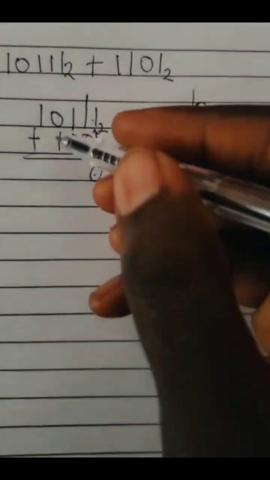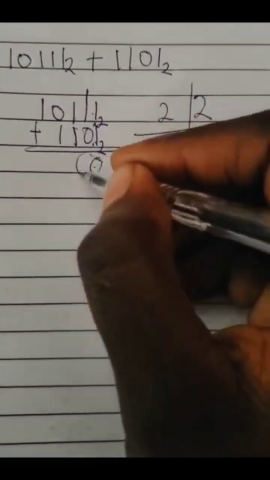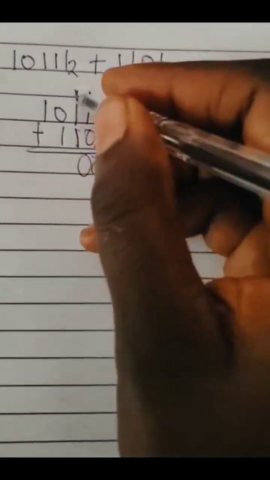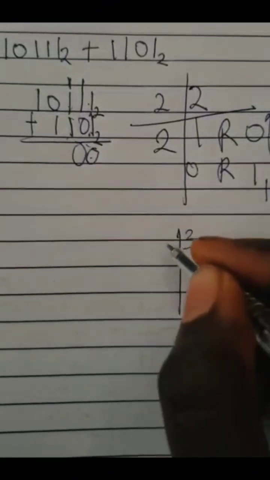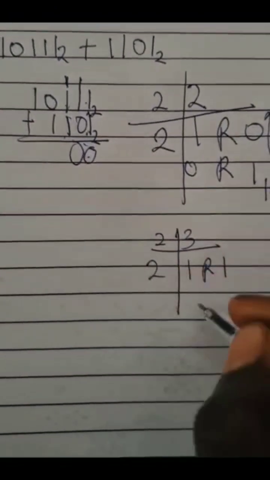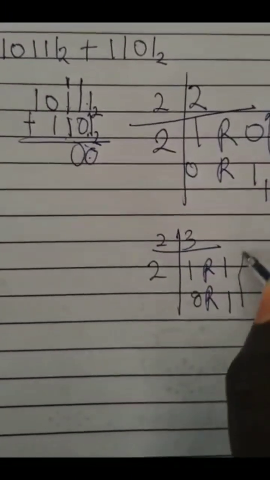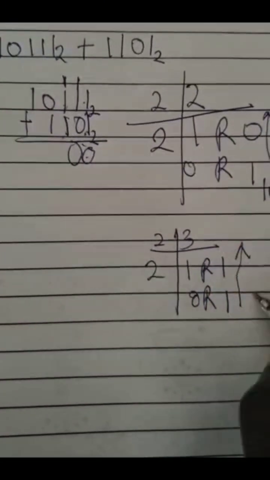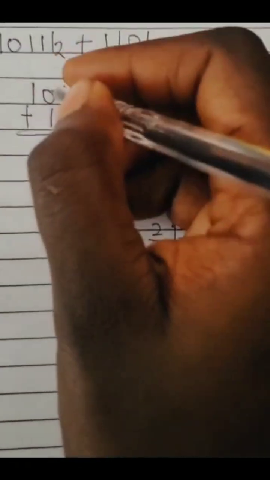Now 1 plus 1 is 2 again, so you write down 0 and carry 1. 1 plus 1 plus 1 is 3. Same thing you did for 2, you divide 3 by 2. 2 into 3 is 1 remainder 1, and 2 into 1 is 0 remainder 1, meaning that 3 in base 2 is 11. So you write down 1 and carry 1.